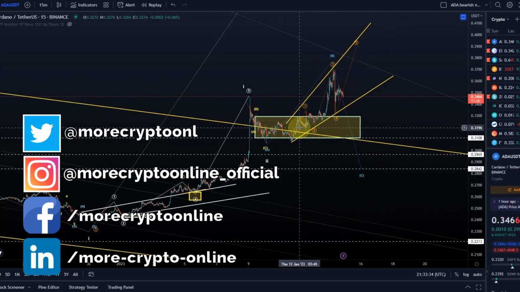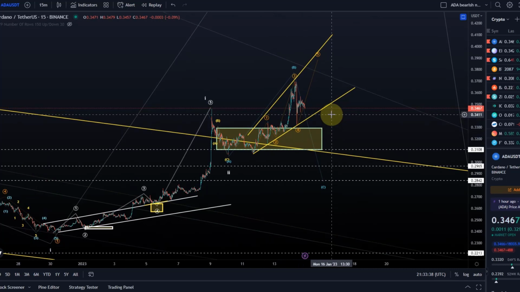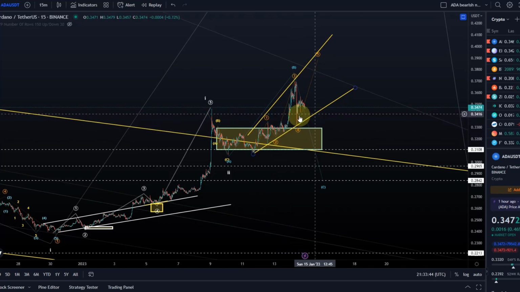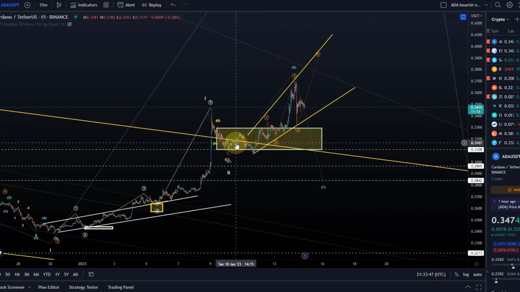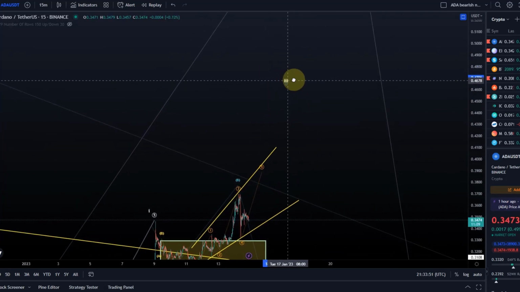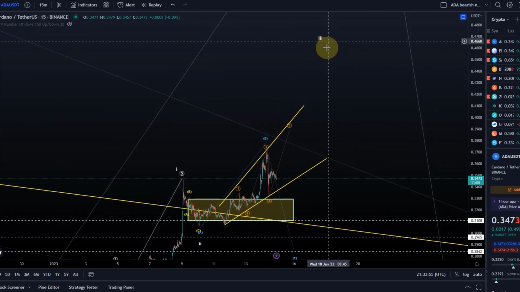ADA continues to be in this broadening channel. This is not a channel that I personally would recommend to trade in. Those broadening channels or broadening wedges, again, it could be a leading diagonal. Here, for example, in this wave 3 to the upside, this could, for example, be the orange count in a wave 1 of 3.